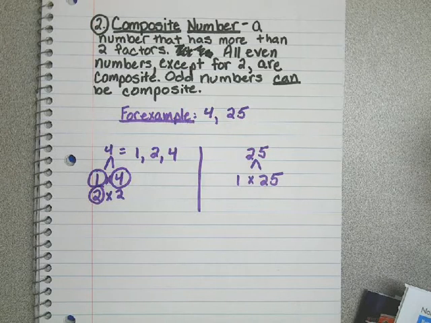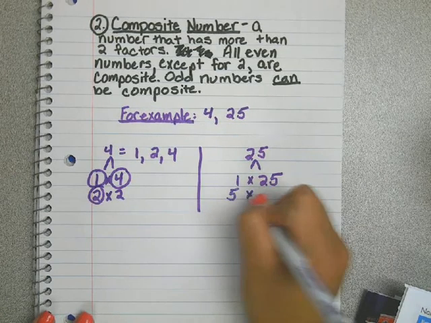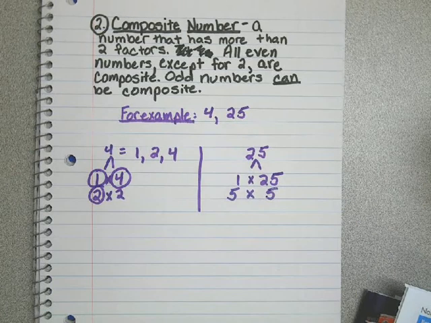Okay. Give me another composite number. Okay, Ivan? 25. Okay, that's an odd number that is also composite. Let's do a factor tree. We all know 1 times 25, right? What are some other factors of 25? Jackson. 5 times 5? Yep.